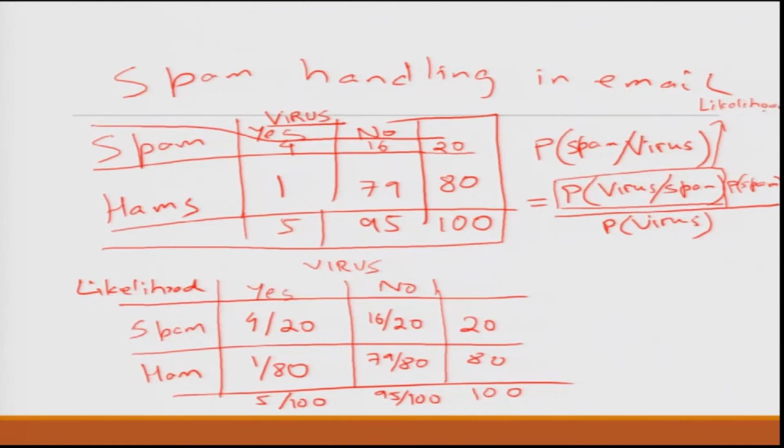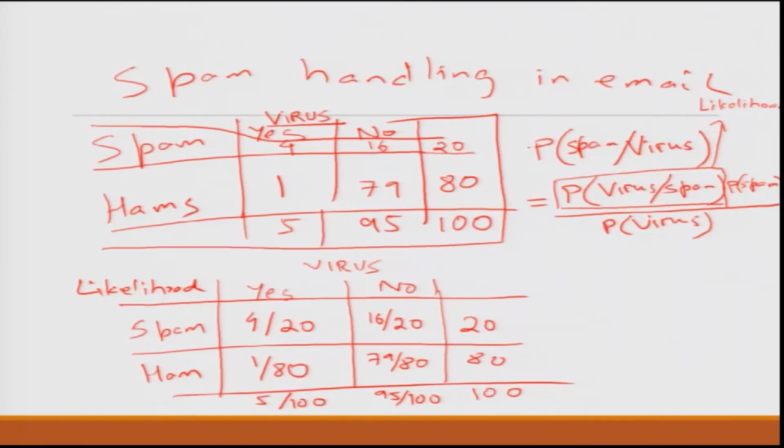So what we are calculating here is the probability of something being virus given that it's a spam. So you know that from here. This is the prior probability of something being a spam. So in this case you know that the prior probability was 20 by 100, and you know the probability of something being virus was 5 by 100. So you can easily calculate this probability.